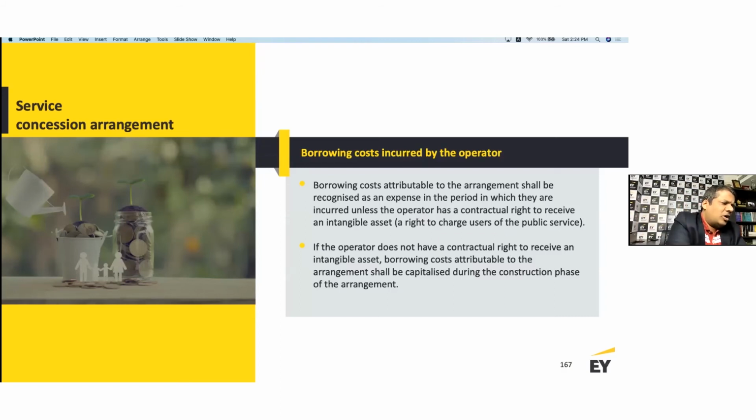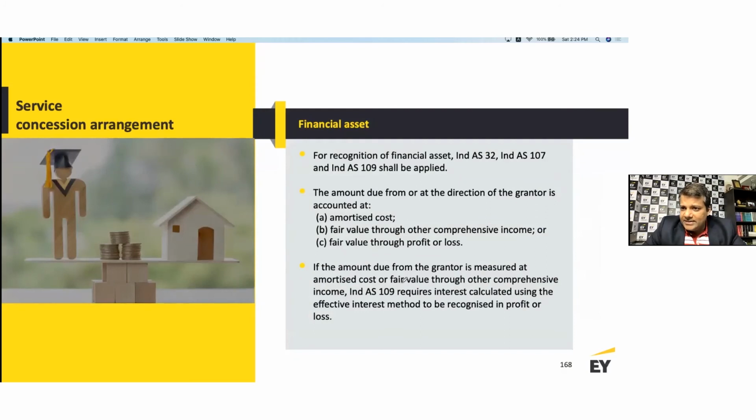If I do not have a right to receive an intangible asset, the attributable arrangements during the construction phase of the arrangement get recorded as a financial asset. So you go for financial asset, right? You're going to apply Ind AS 32, Ind AS 107, and Ind AS 109. All of this you need to look at, and whatever amount is receivable needs to be accounted at amortized cost, fair value through other comprehensive income, or fair value through profit or loss, by looking at the terms and conditions of that right that you have.